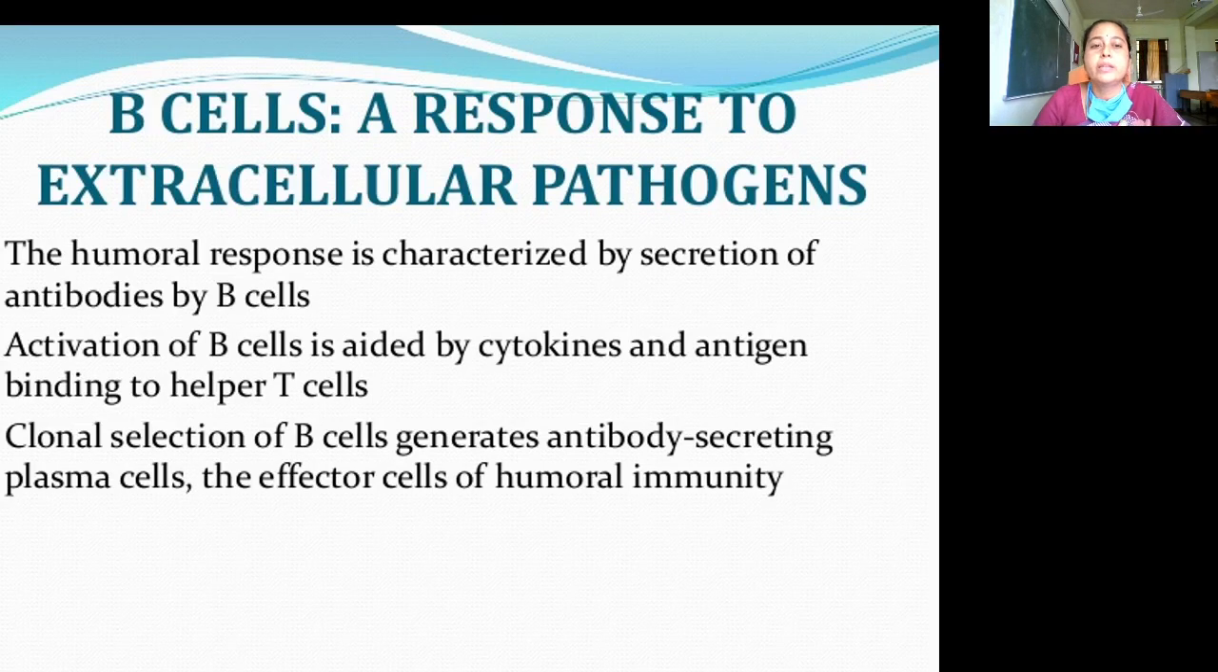B cells, a response to extracellular pathogens. The humoral response is characterized by secretion of antibodies by B cells. Activation of B cells is aided by cytokines and antigen binding to helper T cells. Clonal selection of B cells generates antibody secreting plasma cells, the effector cells of humoral immunity.